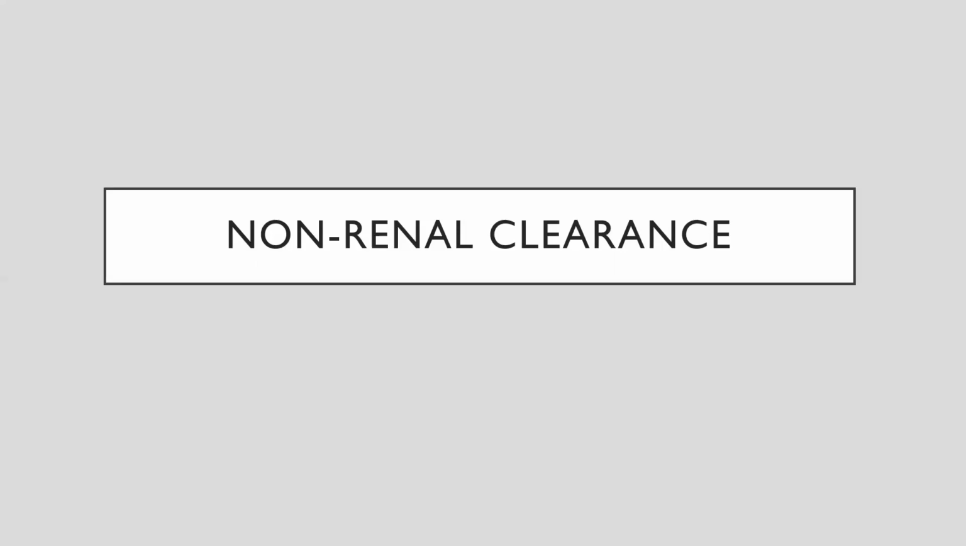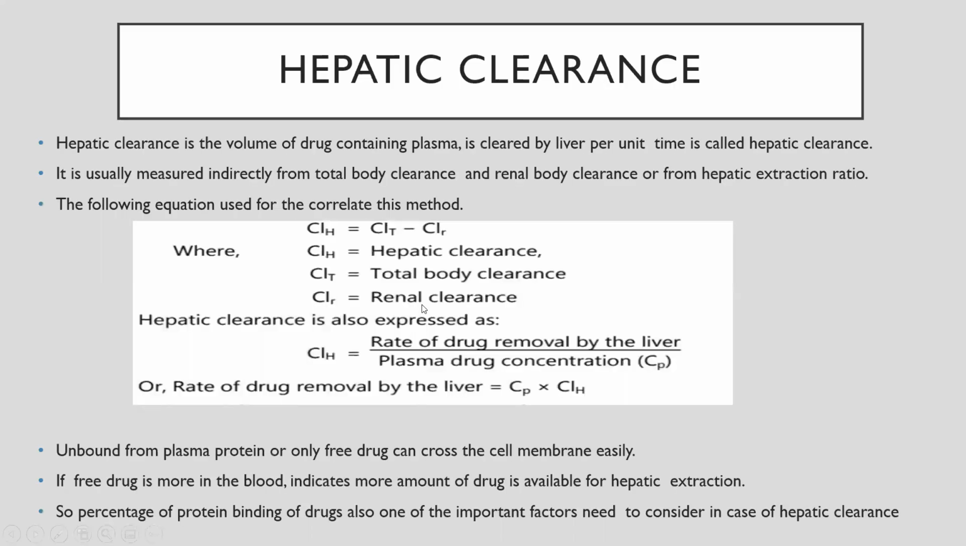The first route of non-renal clearance is hepatic clearance. Hepatic clearance is the volume of drug-containing plasma which is cleared by the liver per unit time. Hepatic means liver. So the definition is simply the volume of drug in the plasma which is cleared by the liver in unit time, which is called hepatic clearance.